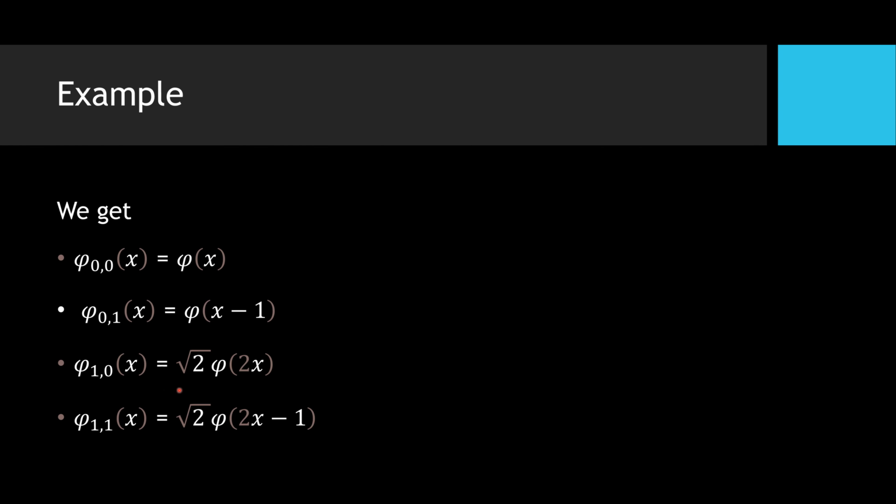And psi of 1 comma 0 of x equals root 2 psi of 2x, and psi of 1 comma 1 of x equals root 2 psi of 2x minus 1. So here, psi of x minus 1 is nothing but the expansion function getting shifted by 1 unit to the right side of the y-axis, and here the expansion function is getting scaled by a factor 2, and its width will become half. And here the expansion function is getting scaled and also shifted at the same time.